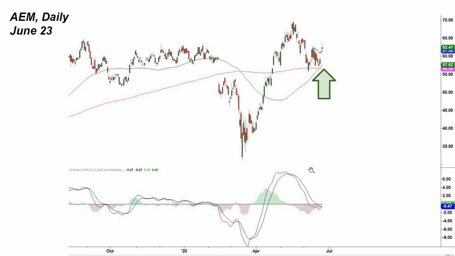Now I will show you several actual setups I posted. That was one of the first ones, AEM daily chart, posted on June 23rd. What I want to show you is that price. First, what are we looking for? We look for the first strong move up. This is the sign of bull strength. This is the sign of underlying bullish momentum.